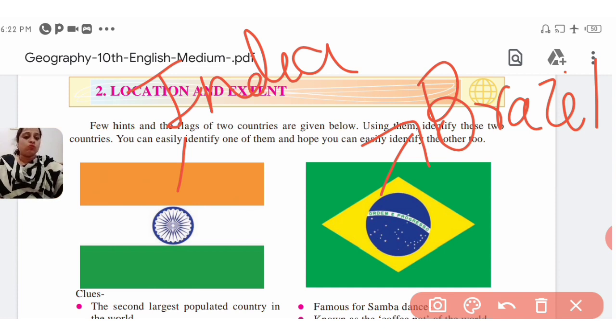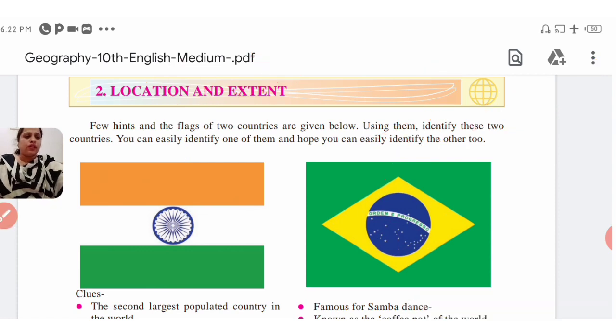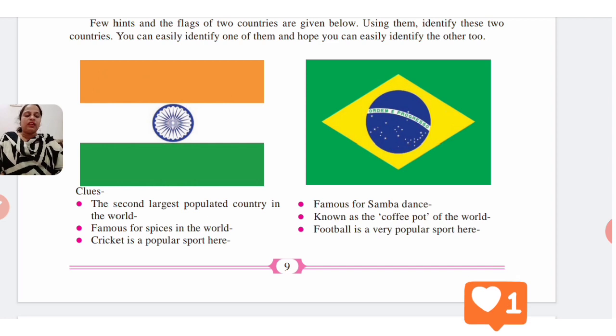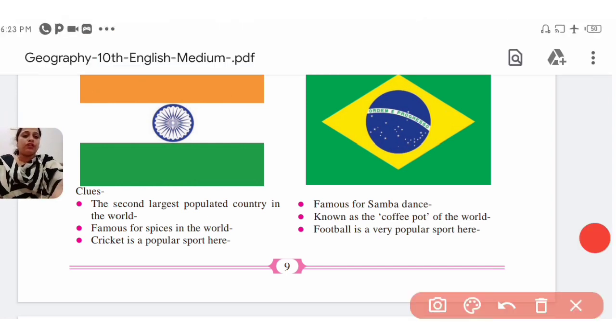Now let us go through the clues. Some clues are given over here, right? So with the help of these clues, we are going to solve it. Now see, when we talk about India, the second largest populated country in the world after China is India. In India, 1.38 billion approximately is the population. India is famous for large number of the spices. Our country exports large number of the spices all over the world. And as you all know that cricket is a very popular sport over here. Large number of the Indians are keenly interested to play the cricket. So this is something about our country, India.